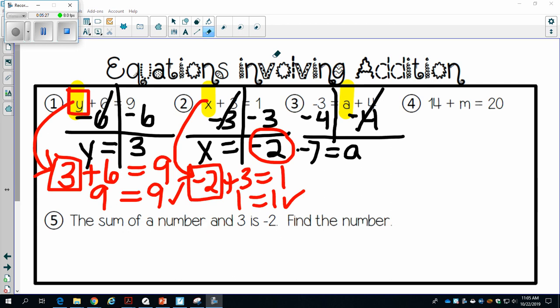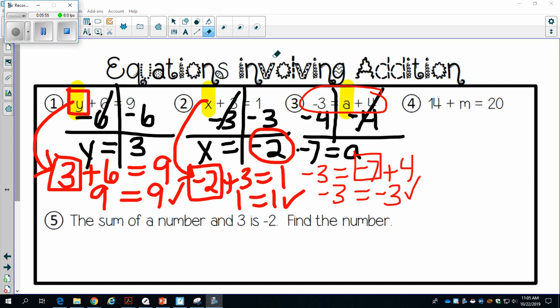So I'm going to write the equation. Negative 3 is equal to, I'm going to substitute negative 7 for A. We're just rewriting this equation down here, substituting our A value that we got. And then if I add negative 7 and 4 together, I get negative 3. So that's going to check. And again, the A is the negative 7. So it's going to check.